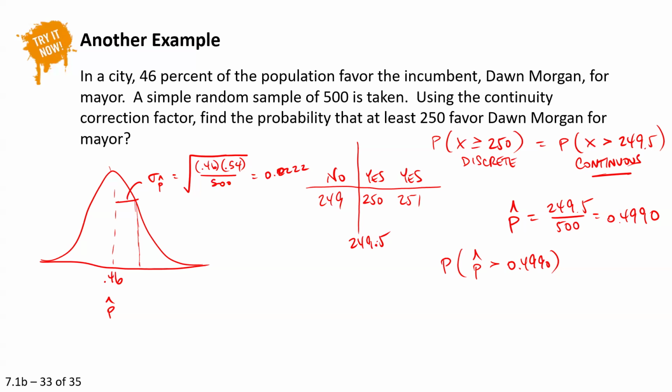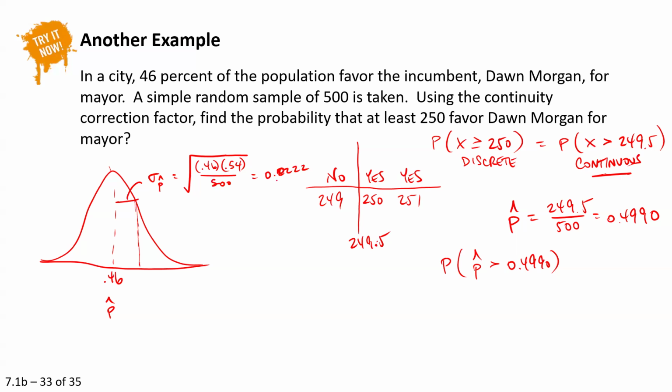Hearing two different things. I got 0.0222. Okay. 0.0222. We'll go with that. And so we want to know the probability that p hat is bigger than 0.4990. Good idea. Very good. Okay. So we want to know what that is.